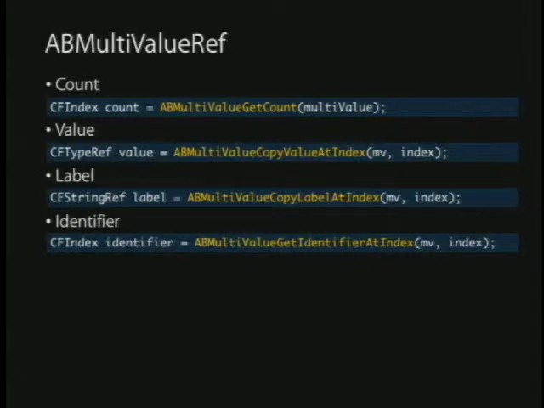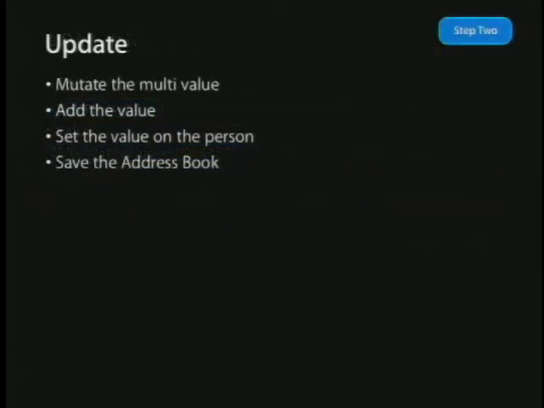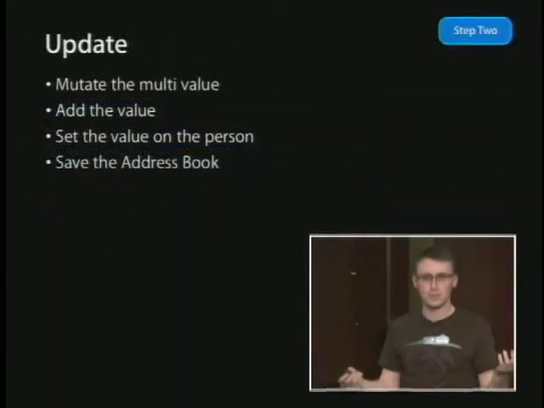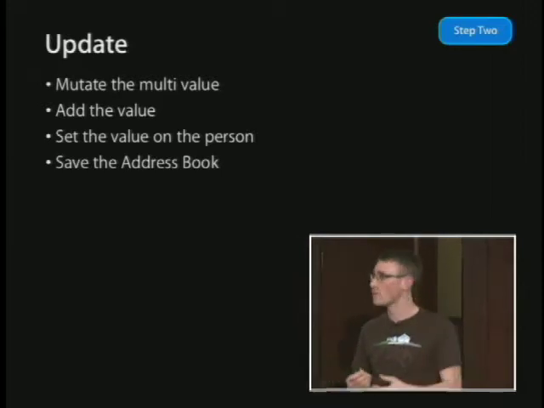So if you have an identifier, get the index for that identifier first, through AB multi-value get index for identifier. There's a parallel or opposite function that will get you the index of a particular identifier. Even I have a hard time with it. All right, so those are the basic functions on AB multi-value. And that's all we had to do for searching, how to get the data.